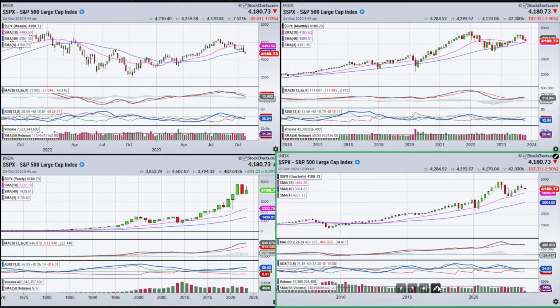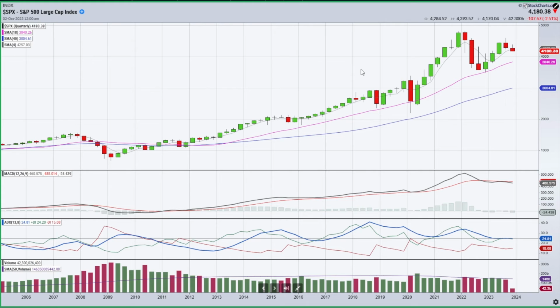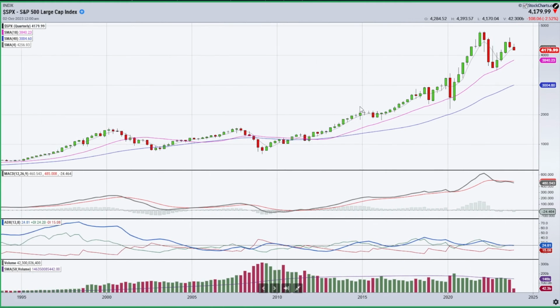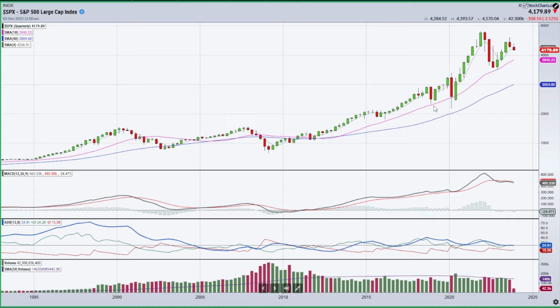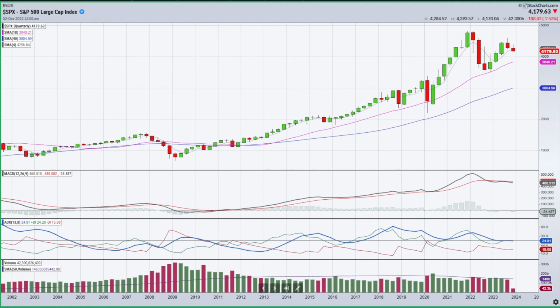Now, what I thought was key, and something that I discussed a few months ago, was how this was setting up on the quarterly chart. We had the pullback to the 18 on the quarterly. You see how important this line is? We pull back near this line and we get rallies. But we got a little stretched away.